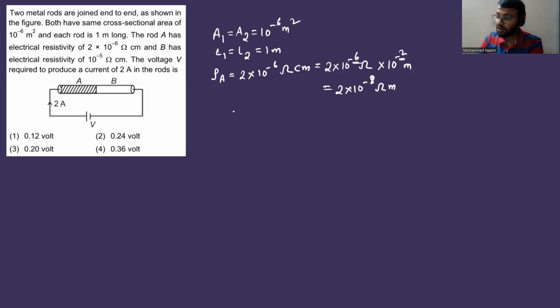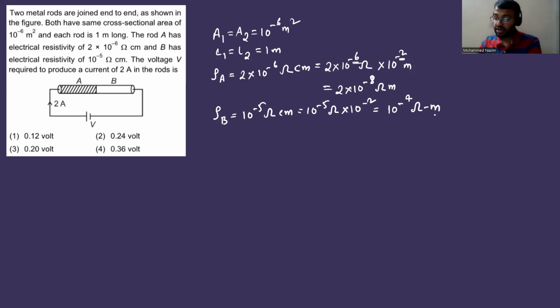And then resistivity of B. What is the resistivity of B? 10 power minus 5 ohm centimeter. So your work will be to convert all the quantities into SI units. So 10 power minus 5 ohm centimeter is again 10 power minus 2. So this is going to be how much? This was 10 power minus 6 and minus 2, so I made it as minus 8. This is minus 5 minus 2. So this is going to be 10 power minus 7 ohm meter.